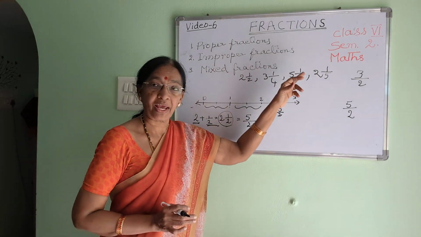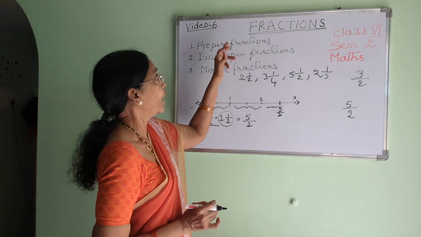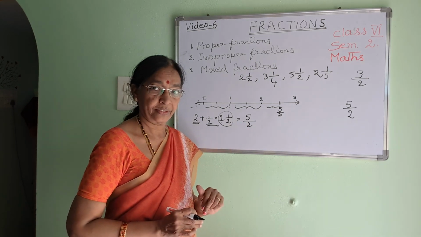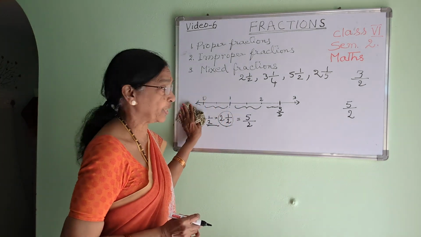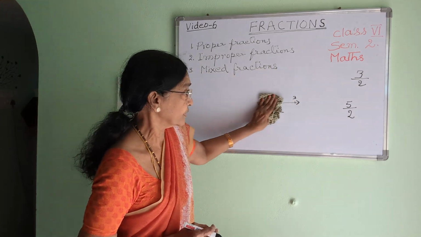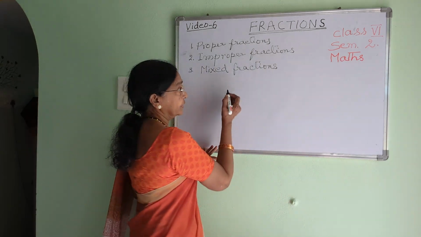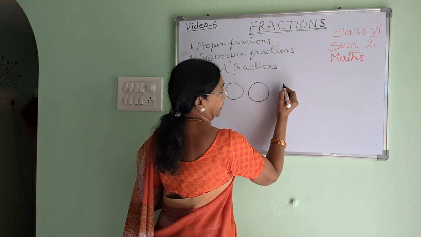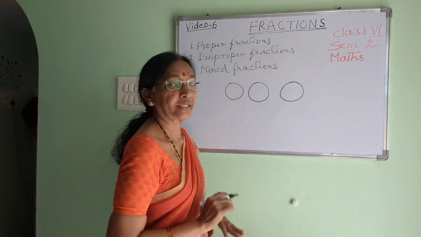An improper fraction is a fraction in which the numerator is greater than the denominator. A proper fraction is a fraction in which the numerator is less than the denominator. Now we will see some more examples of improper fractions. Suppose there are 3 chapatis and there are 2 children.